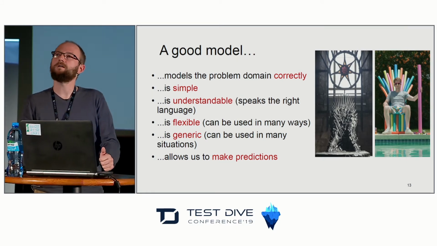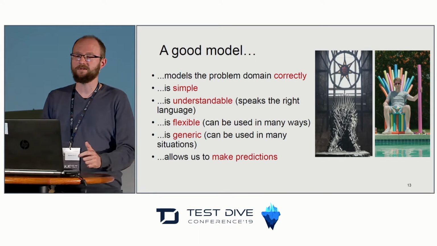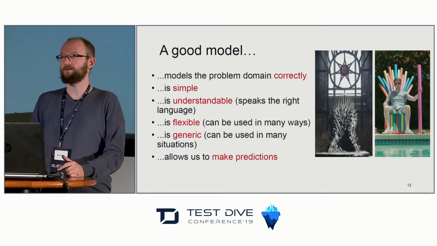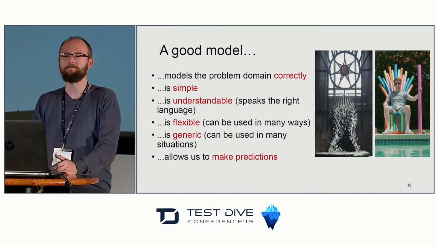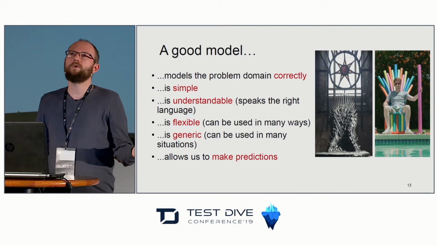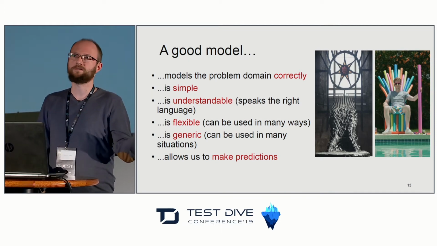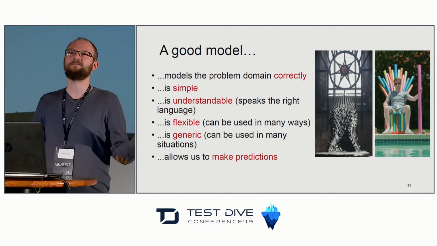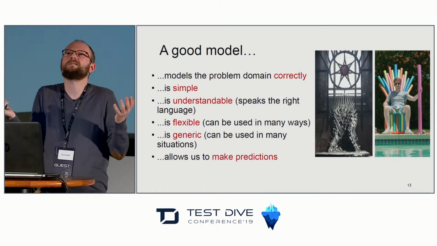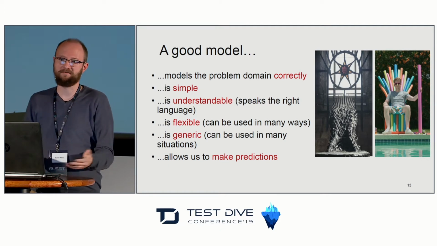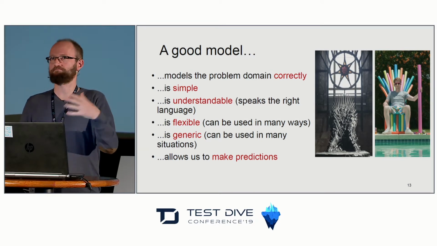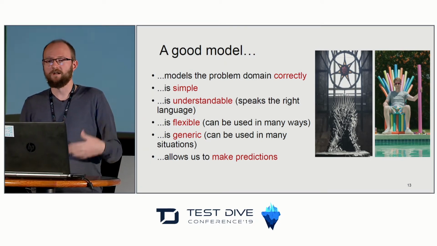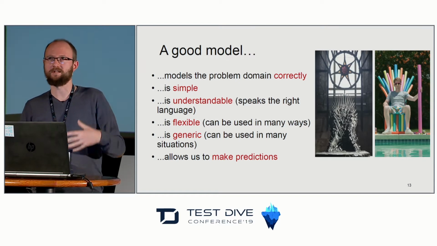So the model should model the problem domain correctly, so it should be a proper model for this given particular thing we are working on. It should be simple. Of course, we can say that the reality that we work with is a model. It's the best model of reality, the reality itself, but it's completely useless for us, for our scientific or software testing purposes. It should be understandable so that all people who use it in practice should know it, and it should speak the right language, let's say, business domain language.